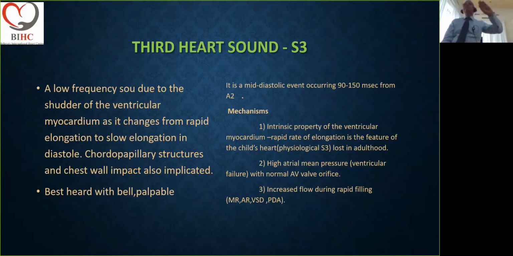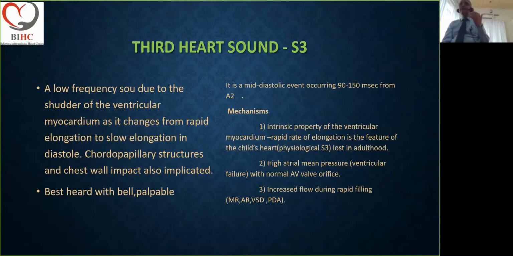So if you take away that property of the myocardium itself, then what governs the occurrence and the intensity of the third sound is the left atrial pressure. If you have a high left atrial pressure, under the gaze of the high left atrial pressure, the transition from the rapid filling to the slow filling would occur faster, more abruptly, and this is what happens in left ventricular failure.